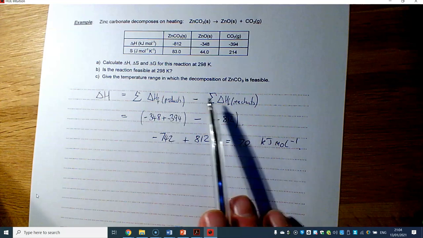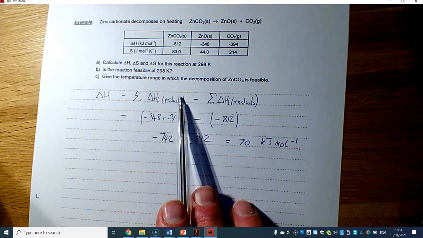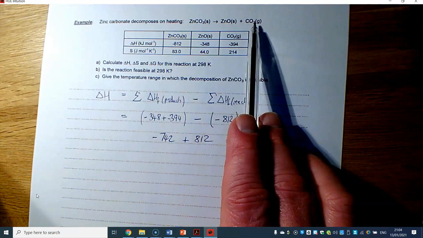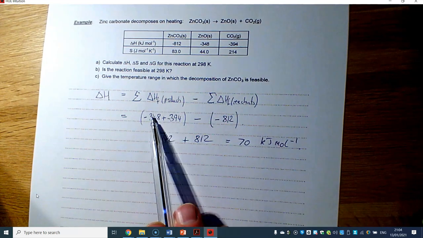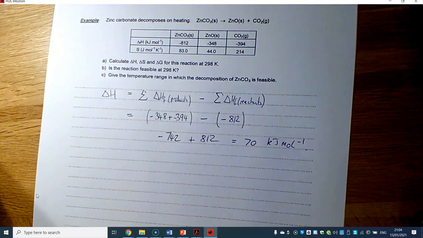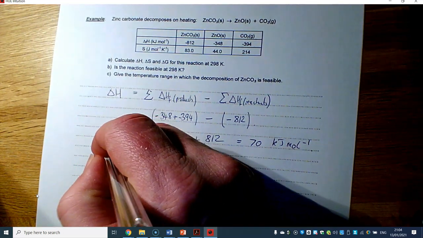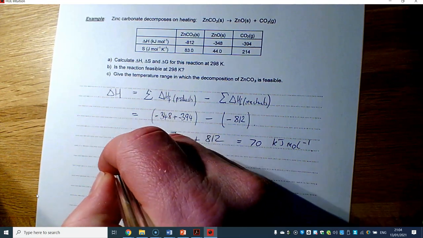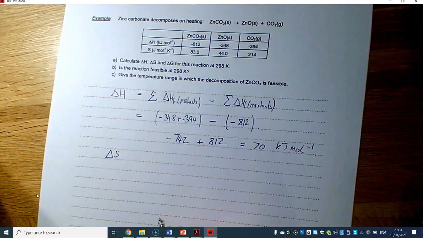Don't forget, if you're using this method for calculating delta H, if there were 2 lots of zinc oxide and 3 lots of carbon dioxide formed, you'd have to multiply those numbers up. Don't forget. But you've all got the hang of that. So you know how to calculate delta S because you did that the other day. So let's calculate delta S now.